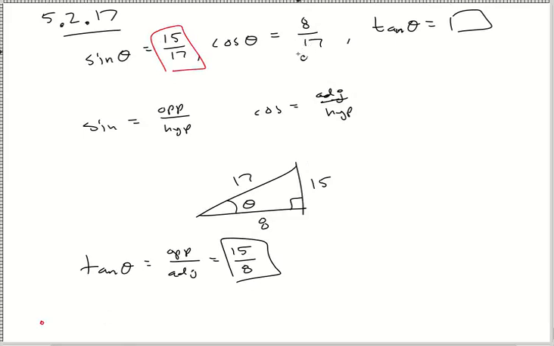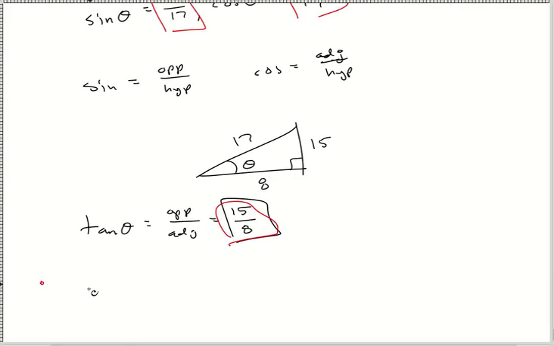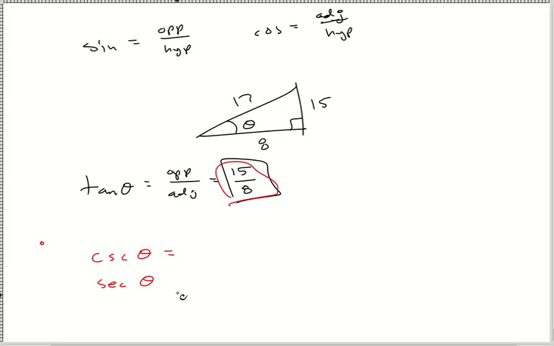Okay, so here's some stuff. I got this guy. I got this guy. Now I got this guy also. And now part B, I guess. They say, now find cosecant, secant, and cotangent.